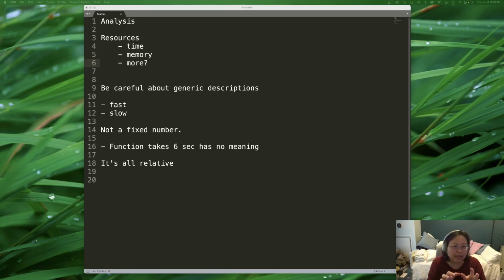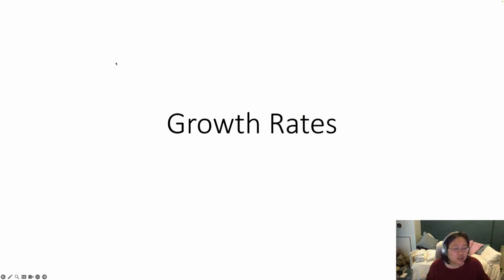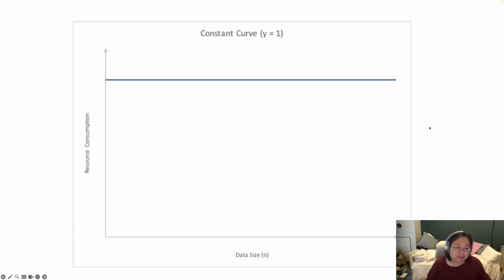With that said, let's take a look at what we really want to talk about in analysis. Let me share this with you. When we talk about analysis, most of the time what we really want to talk about is something called growth rates. A picture is worth 1,000 words. What we're really looking at here is just what happens as data grows.